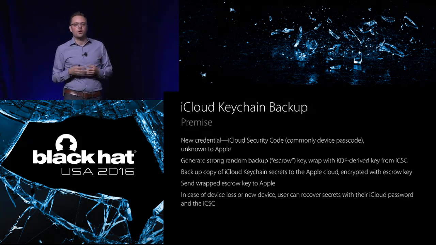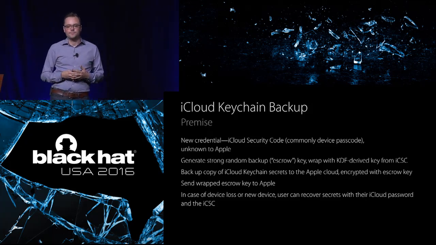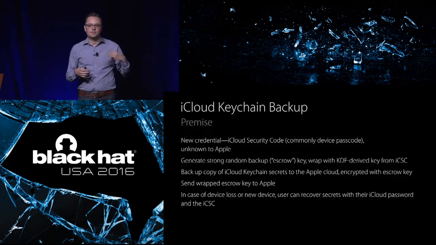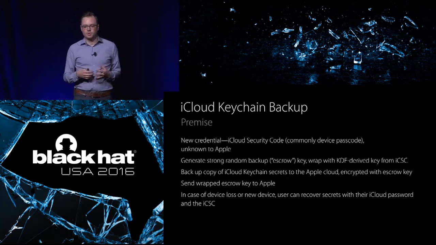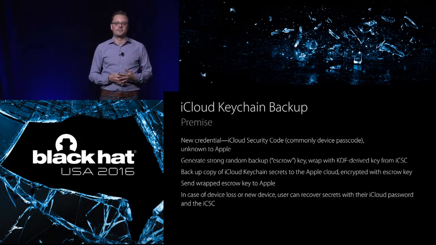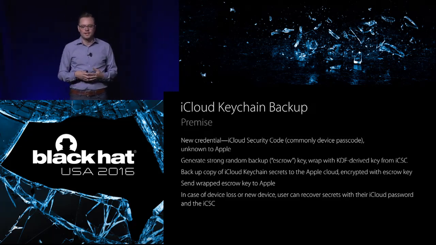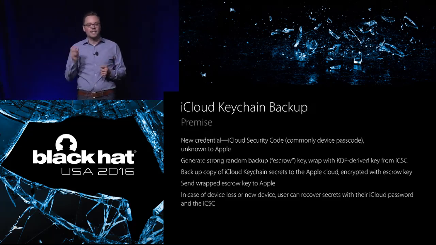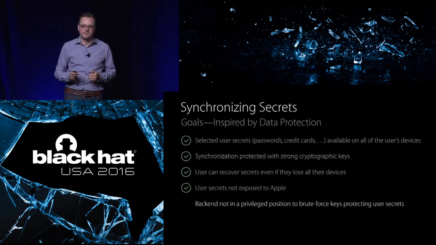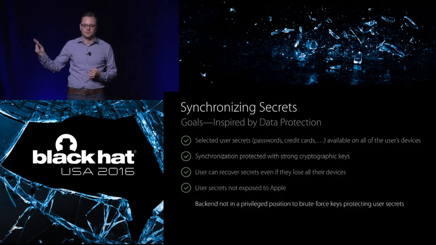We then generate a strong random key, which we call the escrow key. And we will wrap this escrow key with a key derived from that iCloud security code, most commonly the device passcode. We then take the wrapped escrow key, send that to Apple, and we back up a copy of the iCloud Keychain secrets that are encrypted themselves with the escrow key. Now, if a device is lost or the user has a new device but no access to the old one, they can recover their secrets so long as they have their iCloud password and this new credential, the iCloud security code. So if we look at the goals that we have for synchronizing secrets, we meet the first 4 with a combination of iCloud Keychain and iCloud Keychain Backup. But what about that last one?